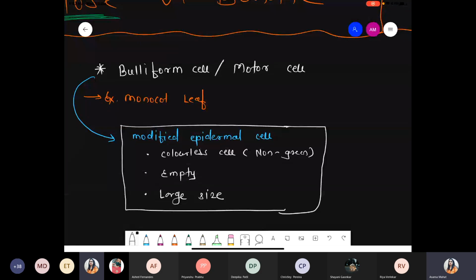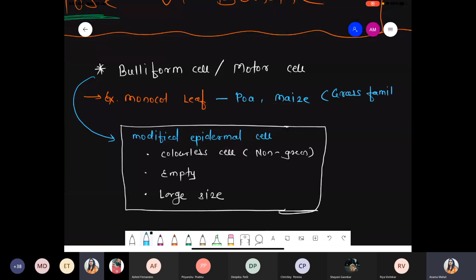If you want, you can write down examples like grasses, in the case of maize, in the case of Poa. Poa or maize, both belong to the grass family. The Poaceae family, that is the grass family. So a specific type of bulliform cells are present.